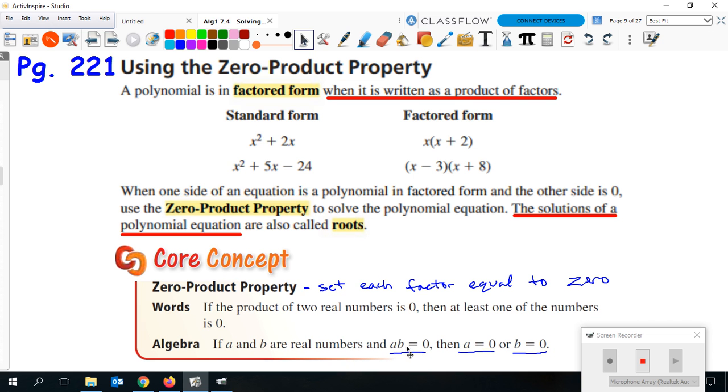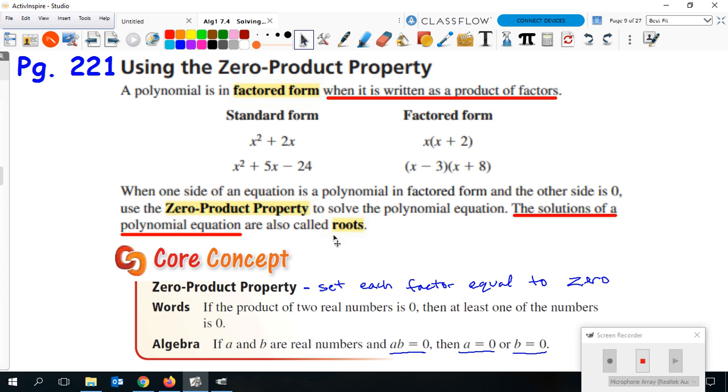Here's your a times b is equal to 0. If that's your equation, we set each factor equal to 0. A is a factor and b is a factor because it's a product, a times b. So a equals 0 and b equals 0. Basically, you're going to break apart the two factors, like up here. Here are our two factors: x equals 0, x plus 2 equals 0. Or these two factors: x minus 3 equals 0, x plus 8 equals 0. That's what the zero product property does. It sets each factor equal to 0. Now you might just have two factors. You might even have three factors or four factors. It doesn't matter how many factors you have, but you're going to set each one equal to 0.